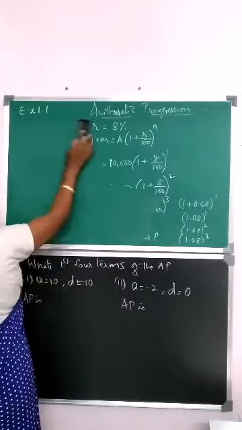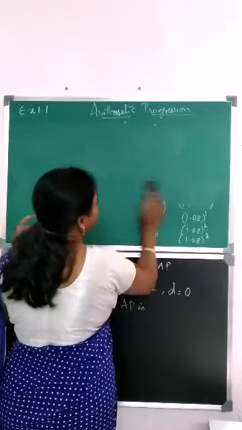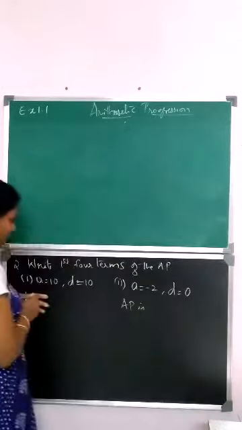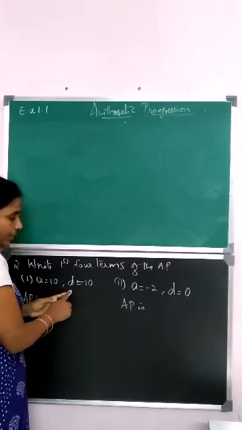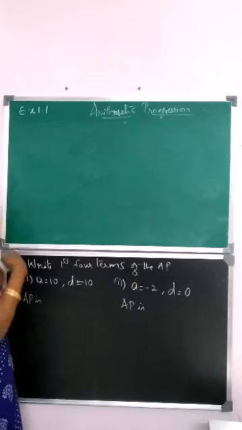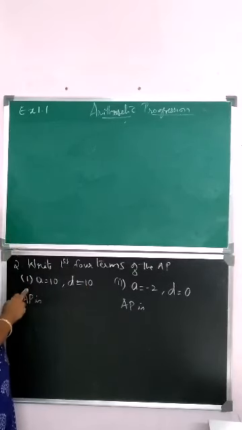Now let us go to the next problem where A and D are given. A is the first term and the common difference D is given here. Using this you have to calculate the AP, the first one.